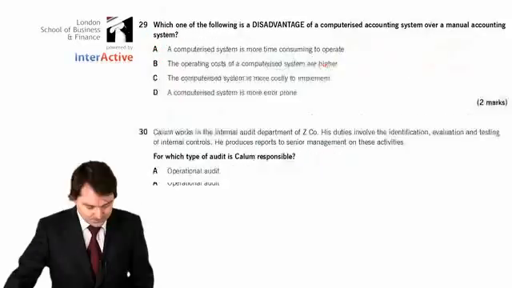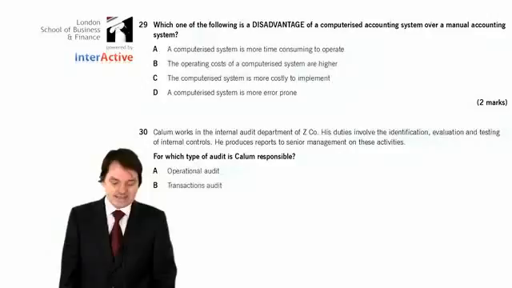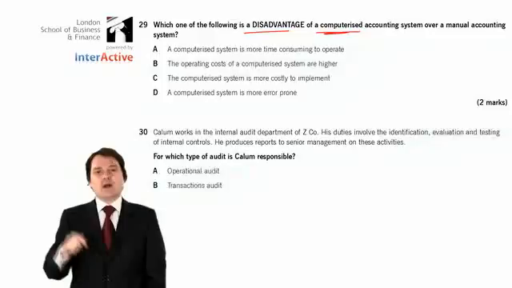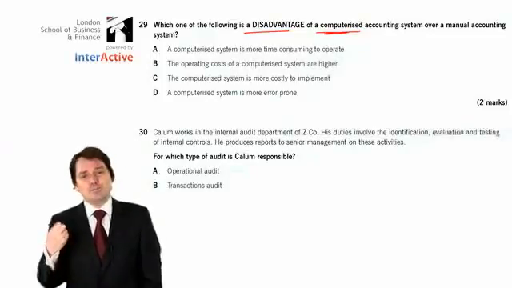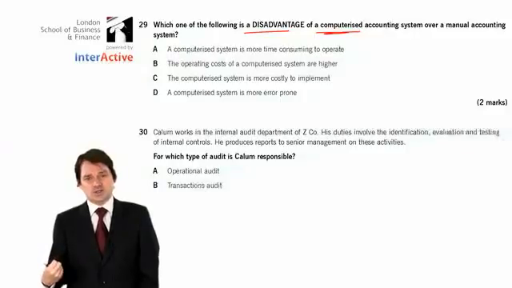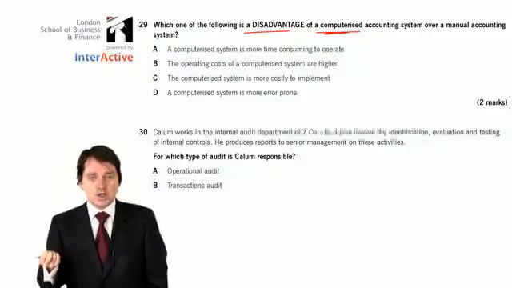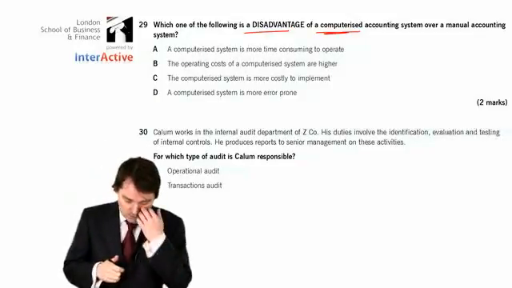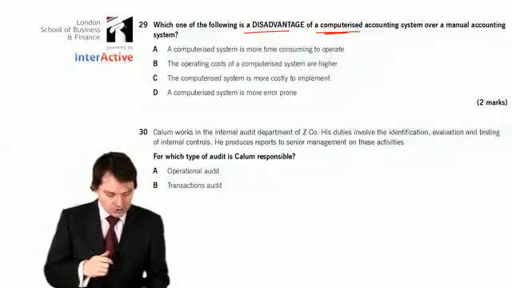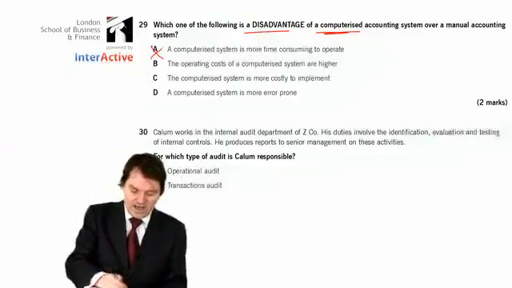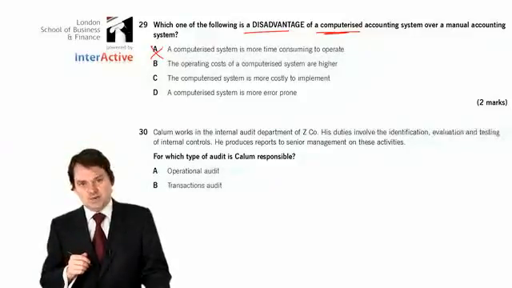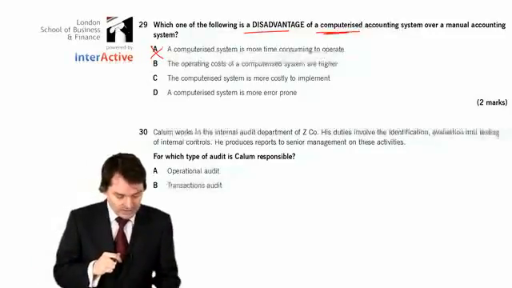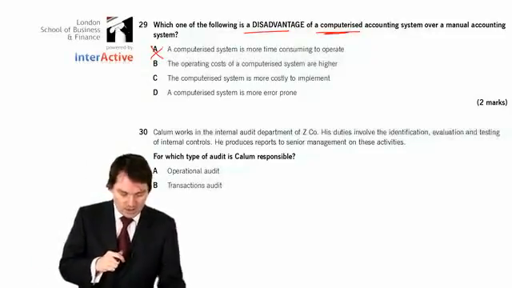Question 29. Which of the following is a disadvantage of a computerised accounting system? Now, that means we're going to have three things which are better about computerised systems and one thing which is worse. So one way to do this is simply to look at the things that are better and they're the wrong answer. So a computerised system is more time consuming to operate. Well, that's just wrong. A manual system is time consuming because you have to add things up. Computerised, you press a button and it's done.